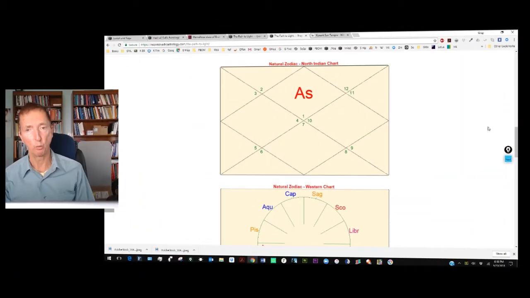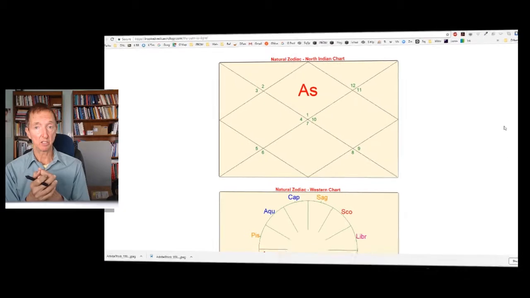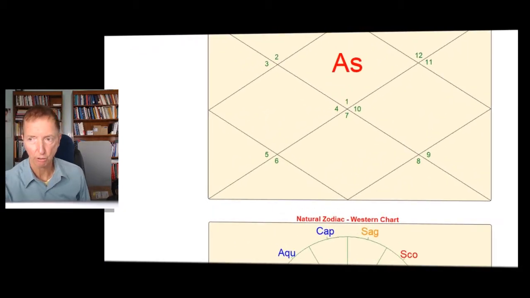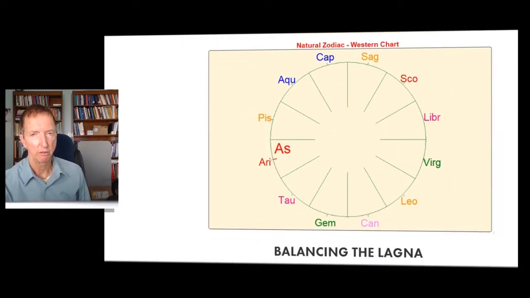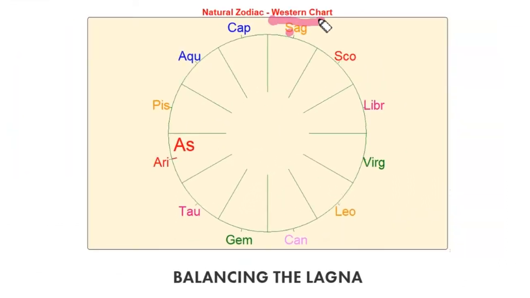If you're following along on the website, we introduced the idea of just a basic chart. So the idea is you've got a chart, which is just a slice of the sky, just like a circle. Let's look at the circle first. So here you should see a Western chart circle. You may be familiar with this one.